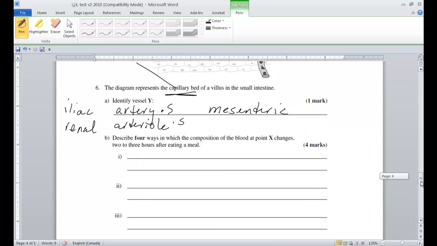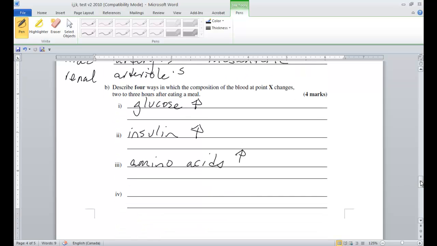So changes after you've eaten a meal. Well, glucose in the bloodstream is going to increase, go up. Insulin in the bloodstream would go up. Amino acids in the bloodstream would go up because you've digested your proteins, and this enters the blood. If you said fats, this is wrong because fats do not enter the blood. They enter the lymphatic system. Oxygen levels are going to go down. Carbon dioxide levels are going to go up. Oxygen is exiting the blood. Carbon dioxide, the waste from cellular respiration, is entering the blood. And that was about it.